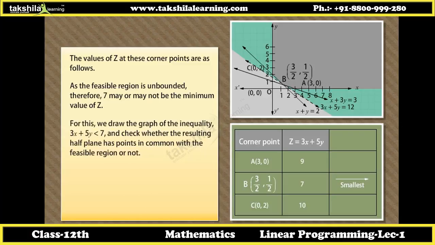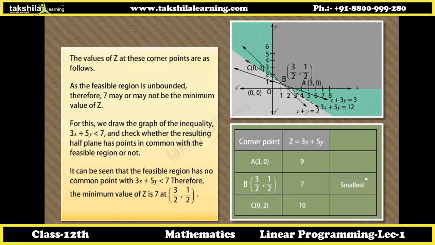For this, we draw the graph of the inequality 3x + 5y < 7 and check whether the resulting half plane has points in common with the feasible region or not. It can be seen that the feasible region has no common point with 3x + 5y < 7. Therefore, the minimum value of Z is 7 at (3/2, 1/2).